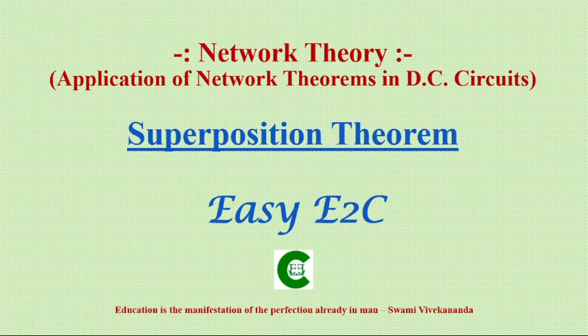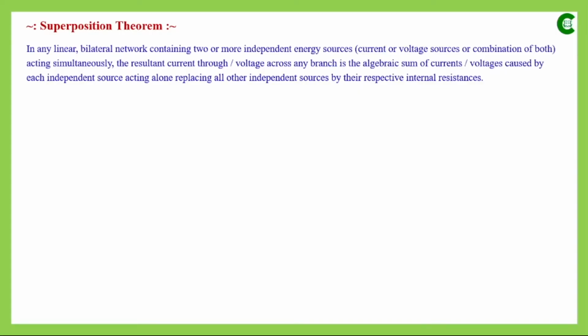The superposition theorem states that in any linear bilateral network containing two or more independent energy sources, it may be current source or voltage source or maybe a combination of both, acting simultaneously, the resultant current through or voltage across any branch is the algebraic sum of currents or voltages caused by each independent source acting alone, replacing all other independent sources by their respective internal resistances.